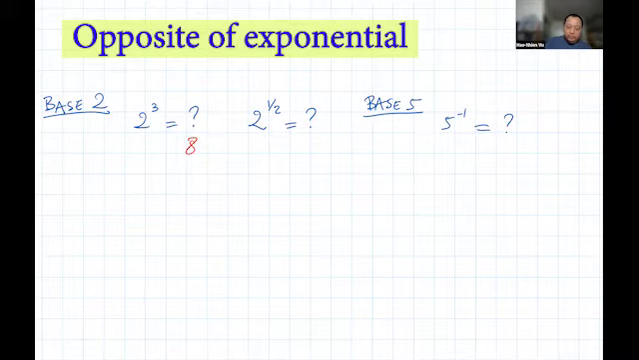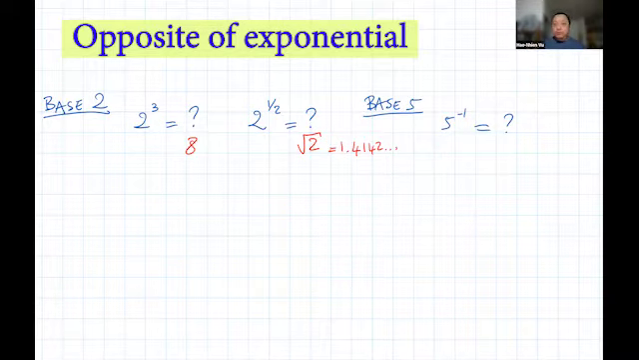Well, the answer here is 8. 2 to the third means 2 times 2 times 2. The answer is 8. Second question, 2 to the 1/2. Base 2 to the power 1/2. And power 1/2 means the square root. 2 to the 1/2 is square root of 2. You can also write this in decimal as 1.4142, etc.